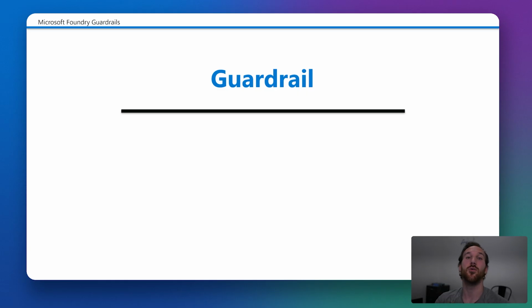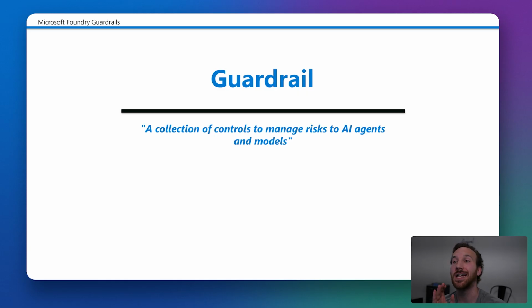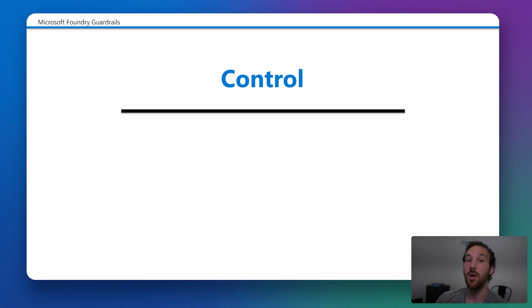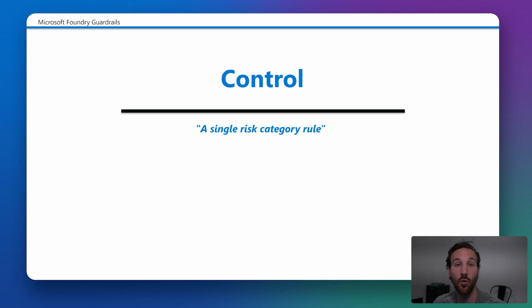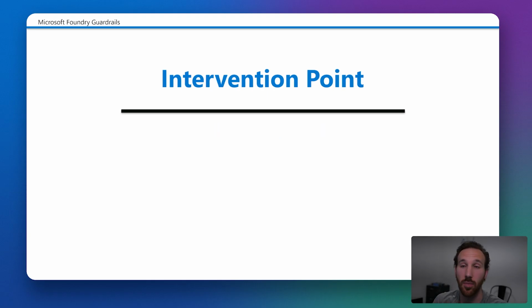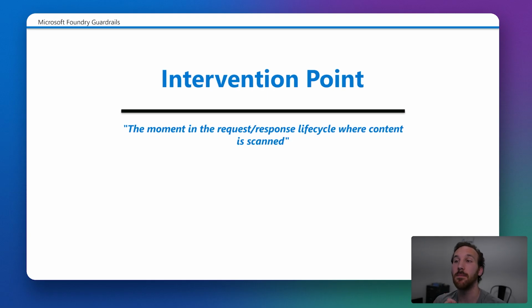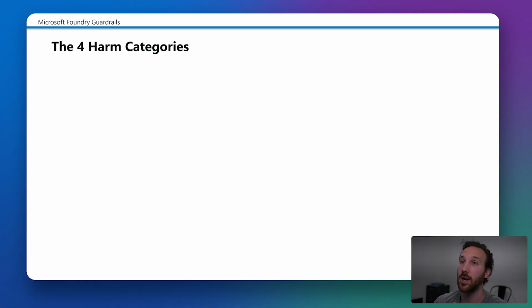So what is a guardrail? A guardrail is just a collection of controls to manage risks for AI agents and models. What is a control? A control is just a single risk category rule. What is an intervention point? An intervention point is the moment in the request response lifecycle where content is scanned. These are all going to be necessary when it comes to these guardrails.